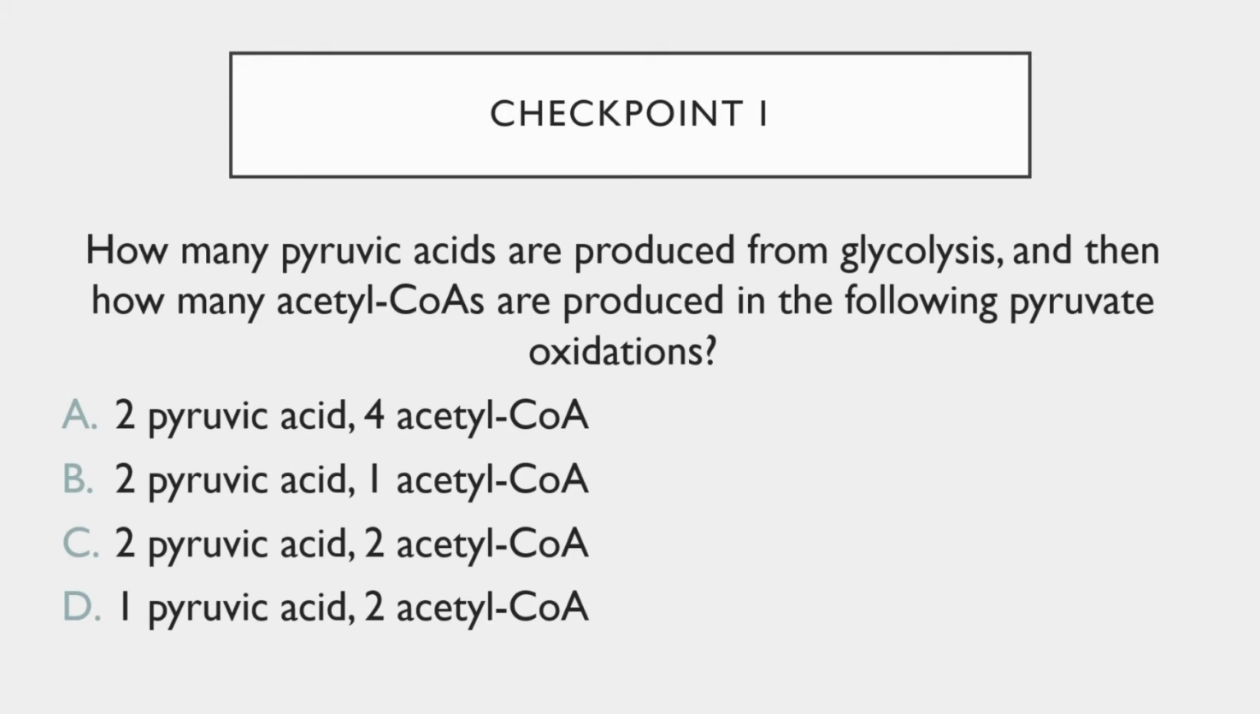Checkpoint 1. How many pyruvic acids are produced from glycolysis, and then how many acetyl-CoAs are produced in the following pyruvate oxidations?